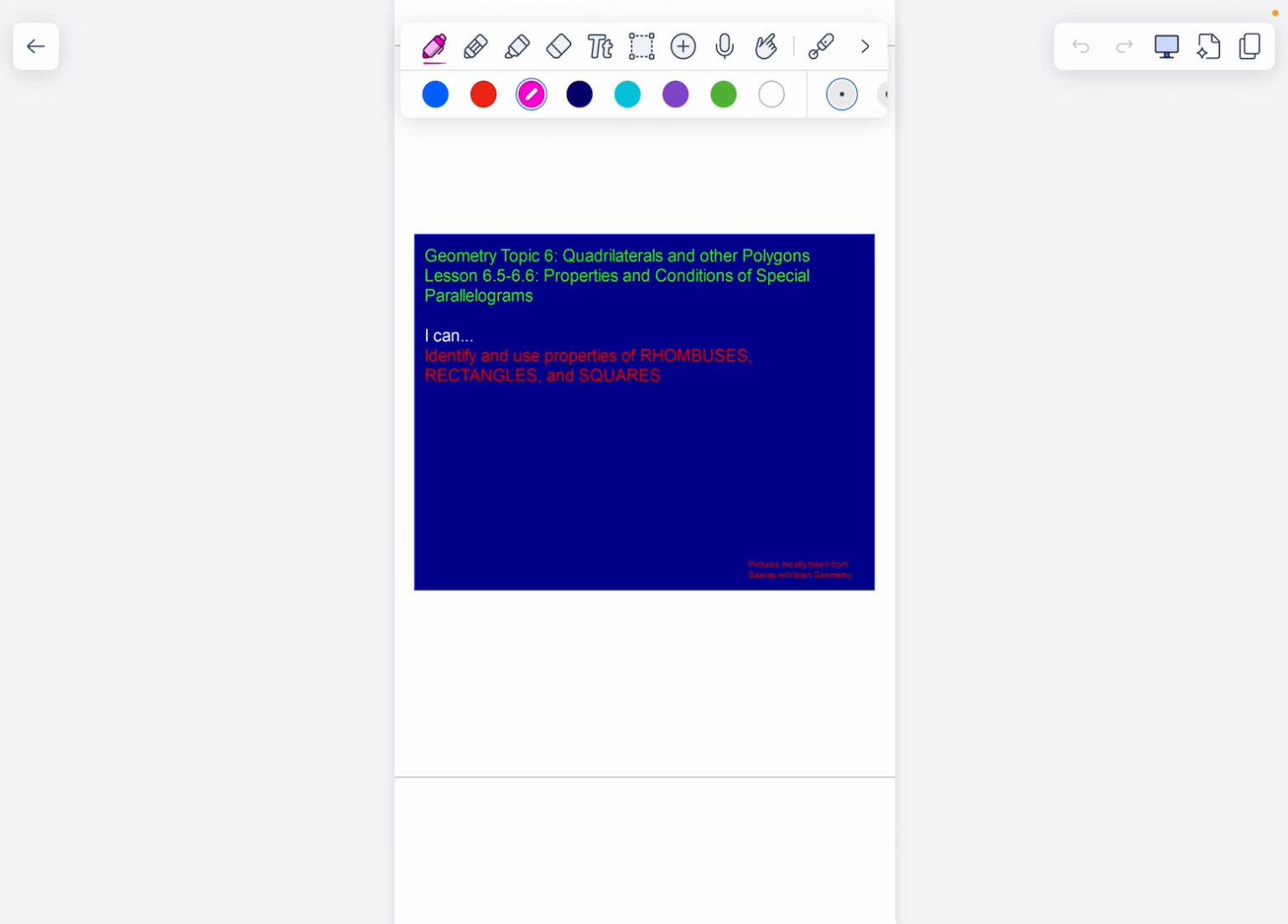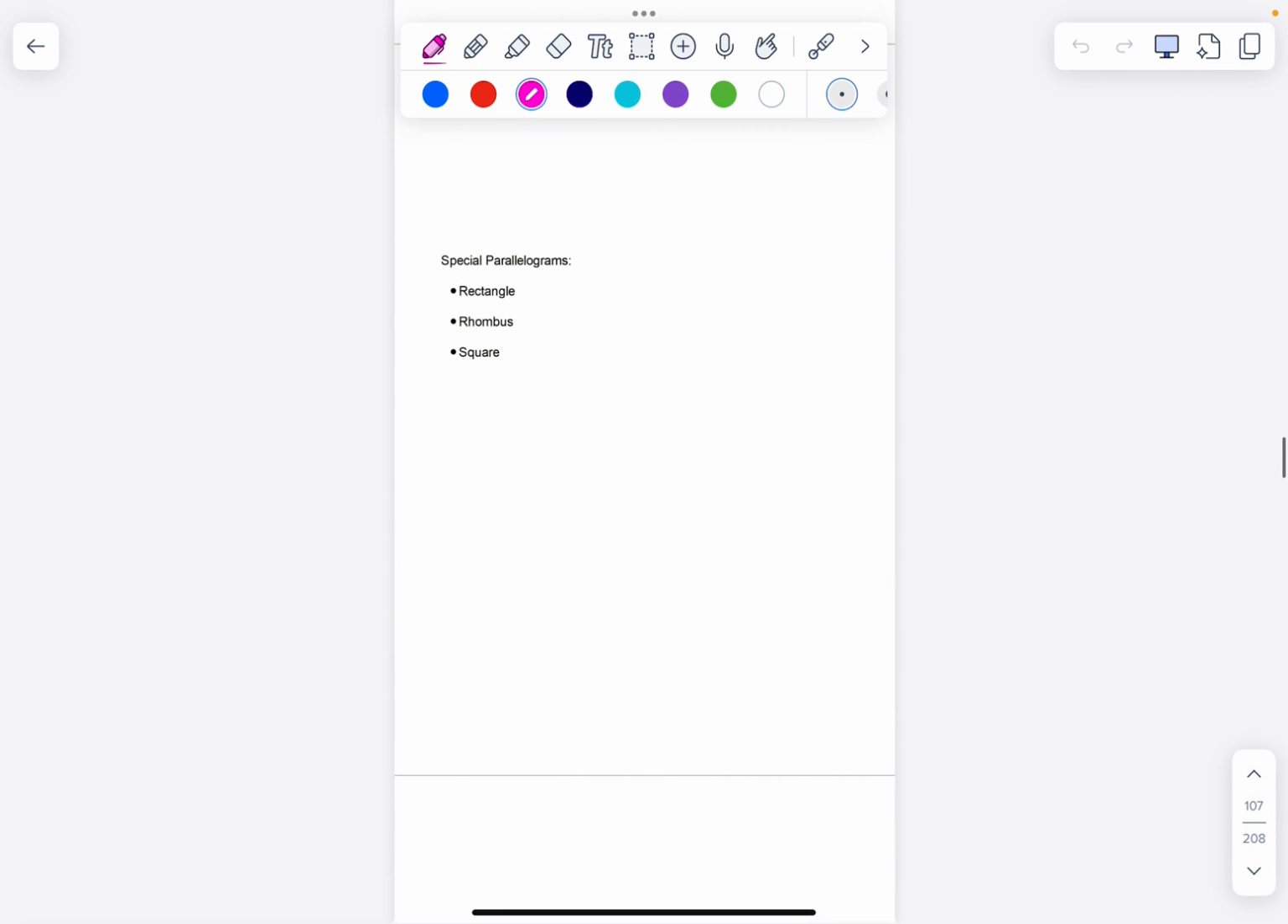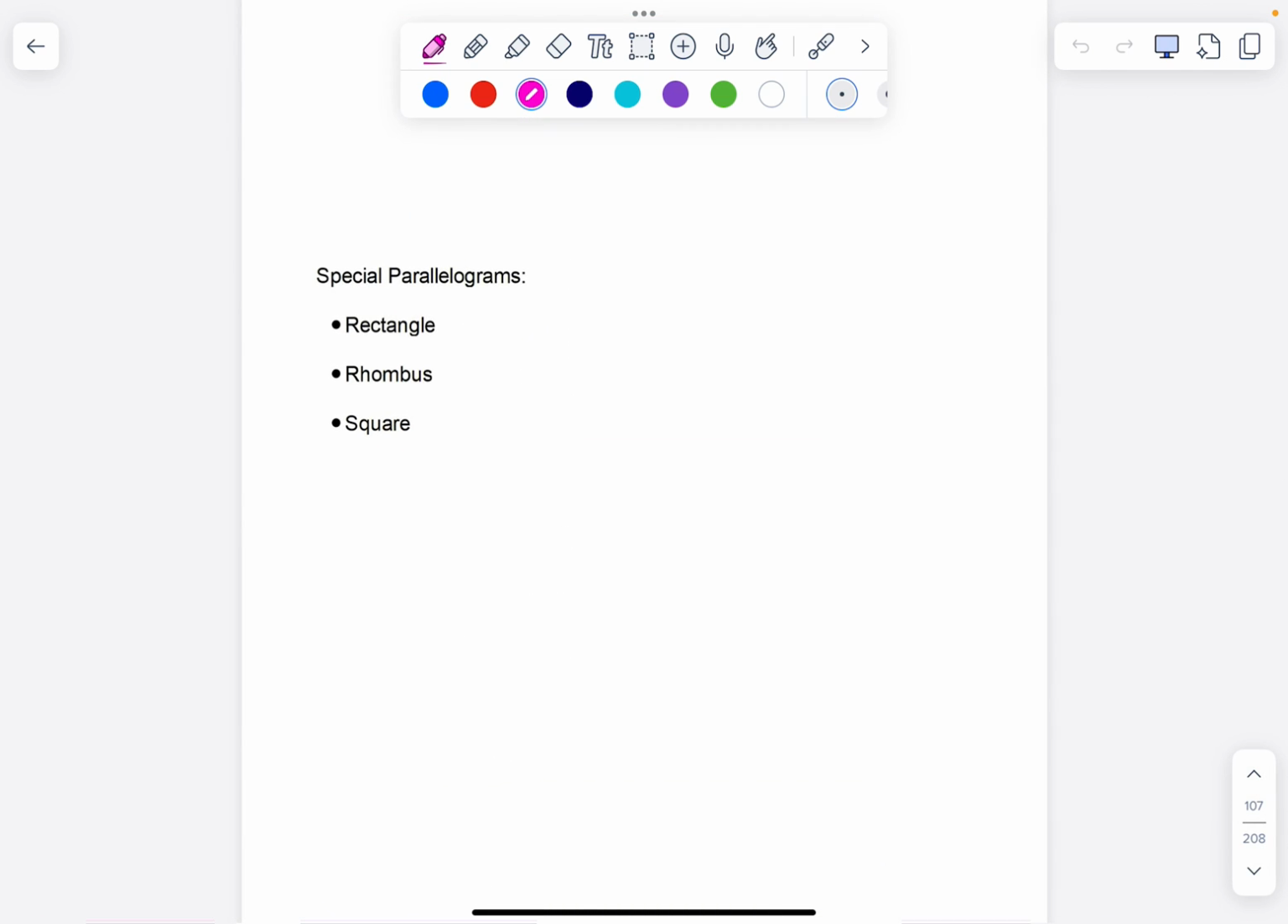What was it? Rectangle, yeah. Rhombus and square, okay? So each of those have all the properties of parallelograms and then a couple more as well. So there's our specials: rectangle, rhombus, and square. It's interesting.